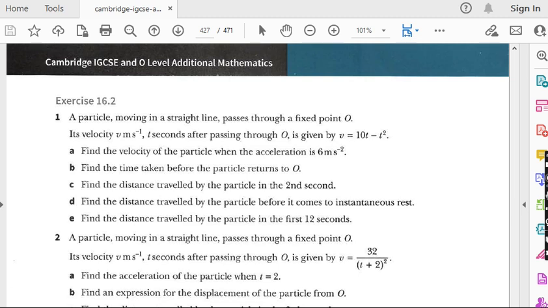Students, in the last lecture we did questions number 2, 3 and 4 from exercise 16.2. The topic is applications of integration in kinematics. Today we are going to do some more questions from this exercise.